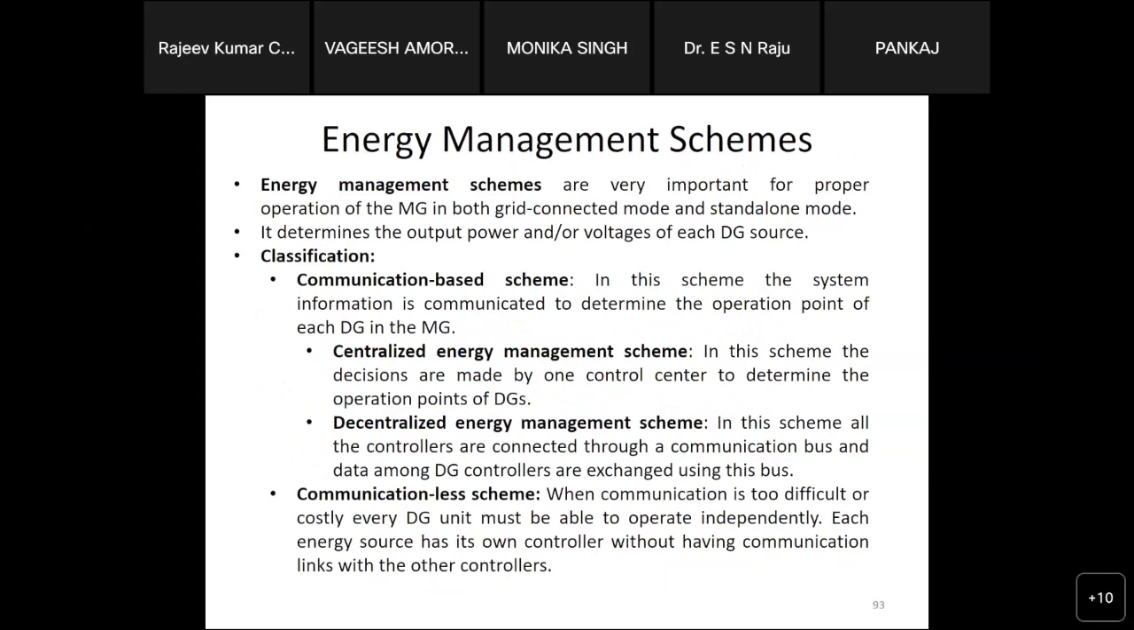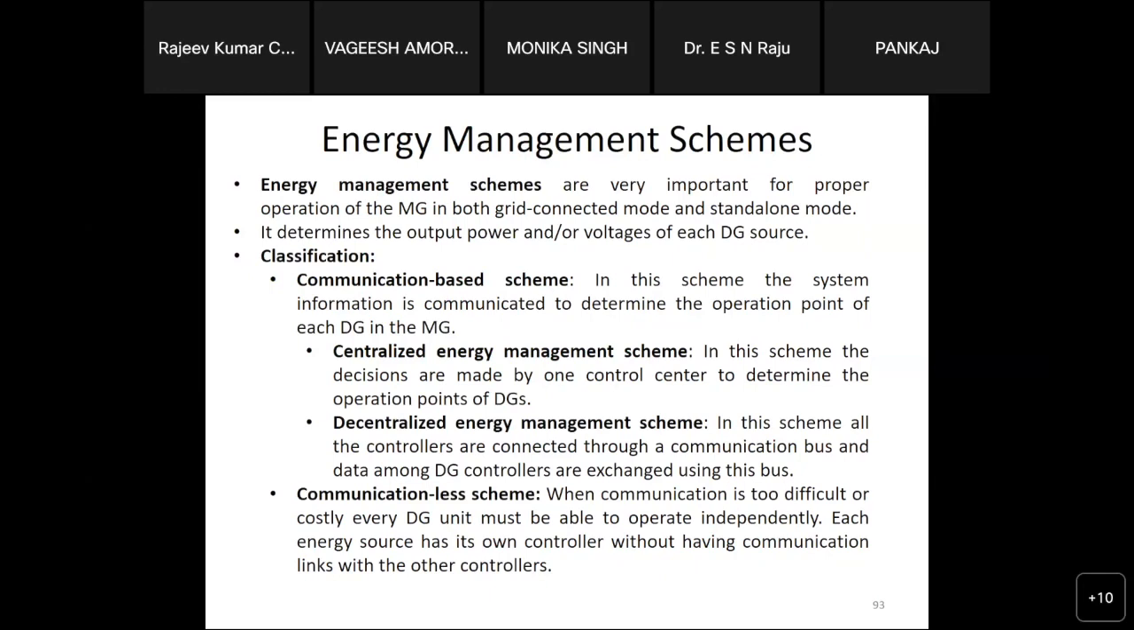Energy management schemes, as I mentioned, are important for the proper operation of the microgrid, both in the grid connected mode of operation as well as the standalone mode of operation. As I mentioned, it mainly determines the output power and voltages of each DER source, the output of the controllable loads, and the market analysis. We are mainly classifying the EMS schemes based on two different things: one is the communication based scheme, another one is the communication less scheme.